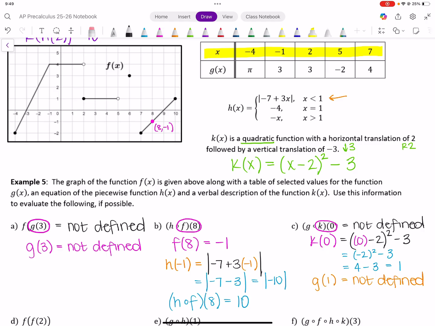So the way we would know if something was in our table is, say it was g of -1, then your bottom row, your y value, would be your answer. But because we don't have a +1 as an x value, we're not going to be able to evaluate that.